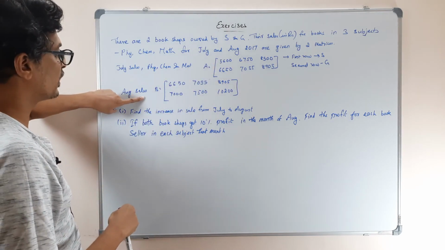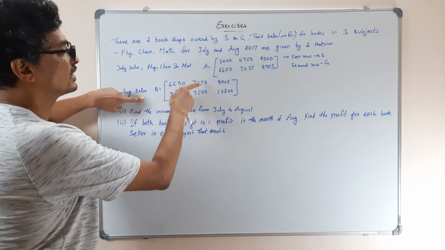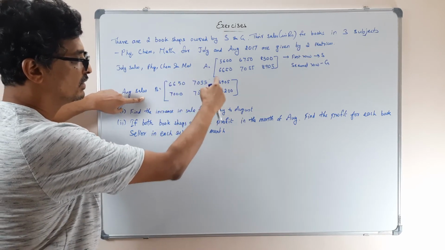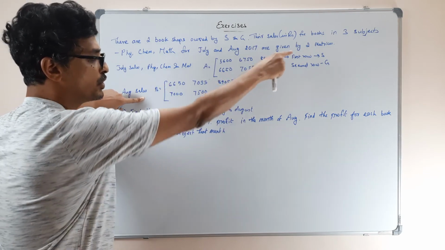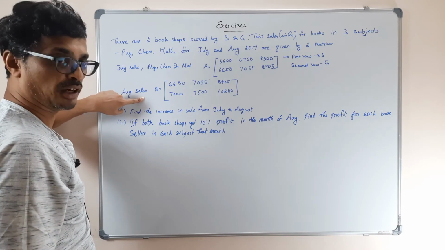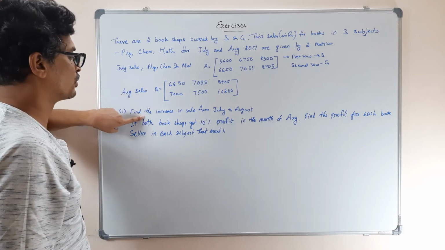Similarly, for the month of August, this is physics, this is chemistry, this is maths. The first row corresponds to S, the second row corresponds to G. You got it? Clear? Now this question, read the question.